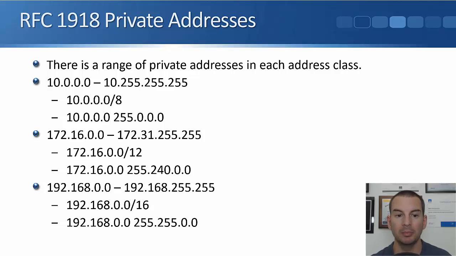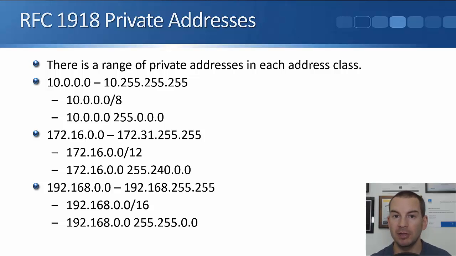The class B private range is 172.16.0.0 to 172.31.255.255. That is 172.16.0.0/12. So the class B range does not use the default subnet mask of /16.